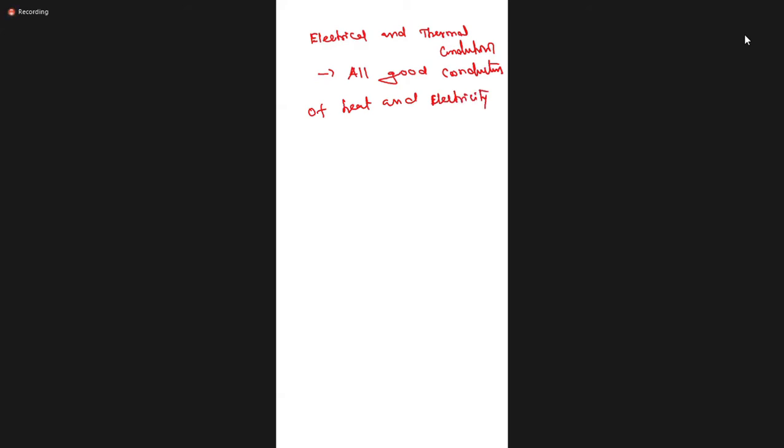Electrical and thermal conductivity. Alkaline earth metals are all good conductors of heat and electricity, due to the presence of two loosely bonded, loosely held valence electrons.